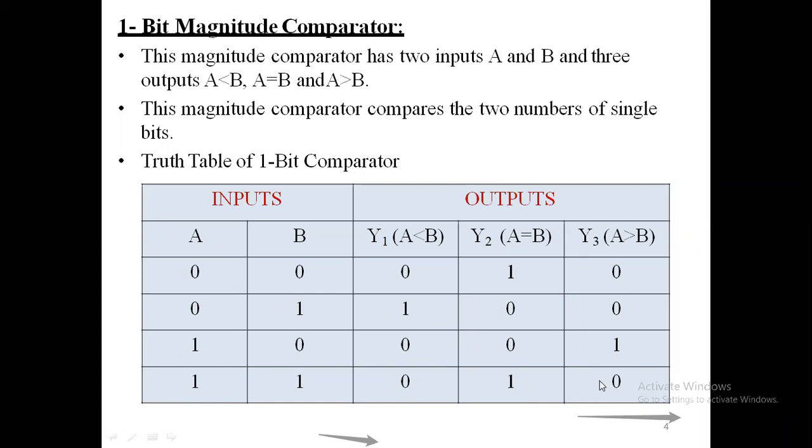This is the truth table for the 1 bit comparator. So what output values are we getting? For this, we have to construct the logic using K-maps. So K-map. Where is the value 1 in y1?